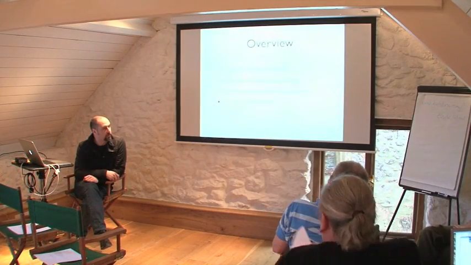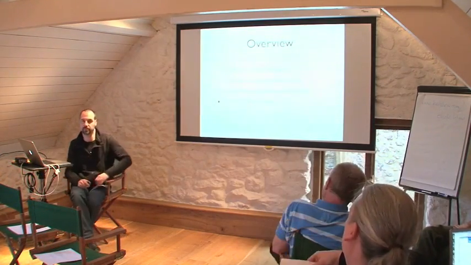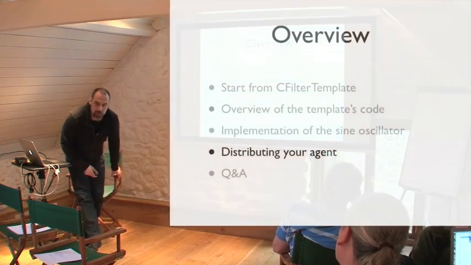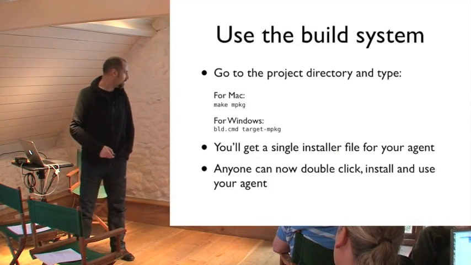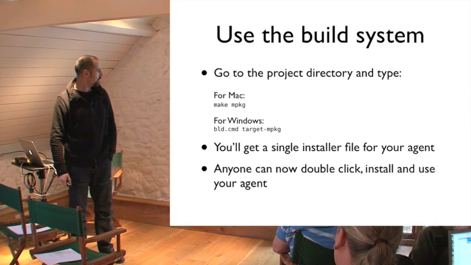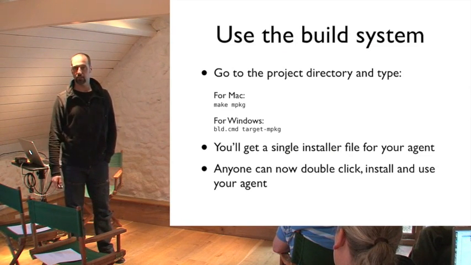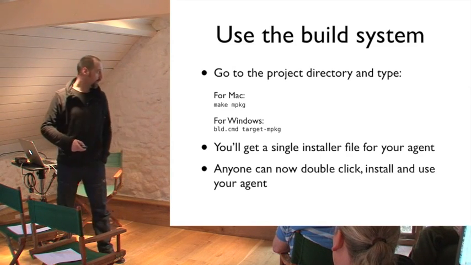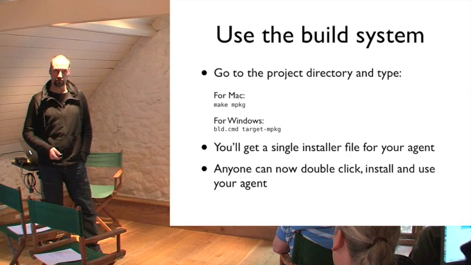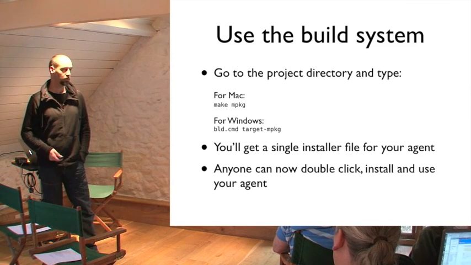So then we get to the final step of this presentation: once you've written this agent, how do you distribute it? That's the fun part, because it's really not difficult at all. The only thing you do is type make with mpackage as an argument inside the directory of your agent, and it will create a single installer file that you can take and give to anyone.